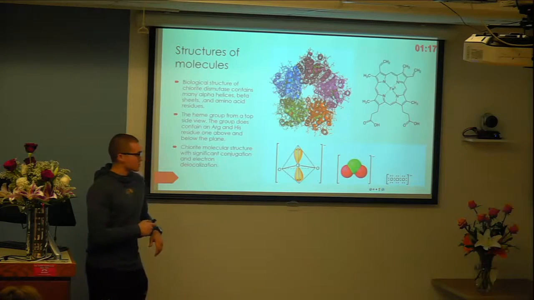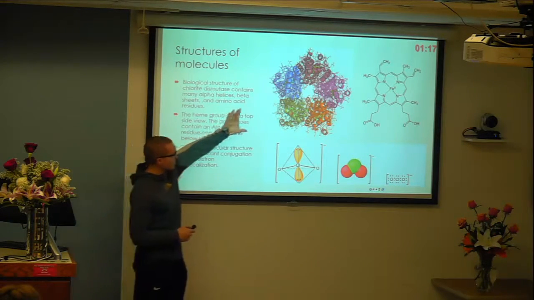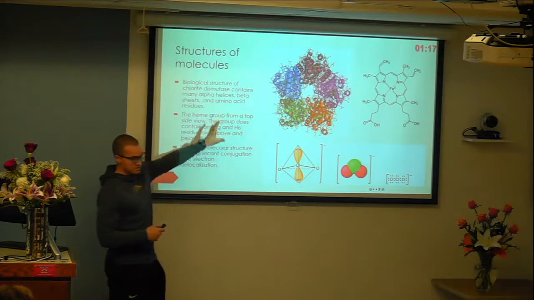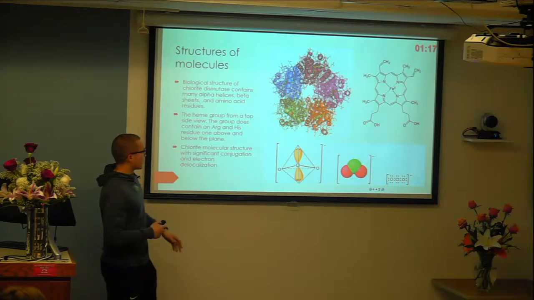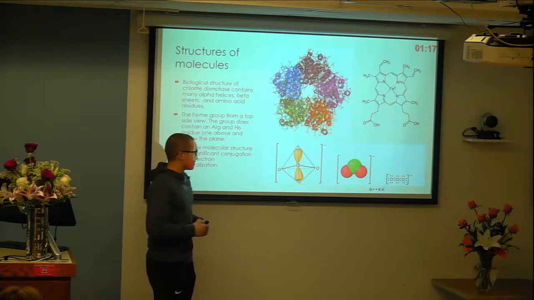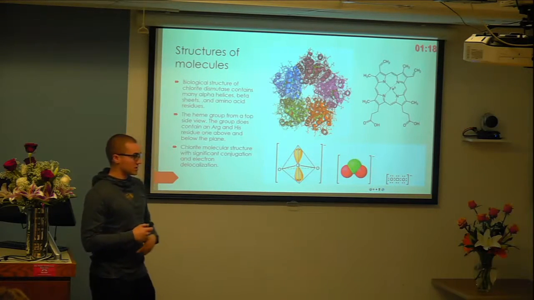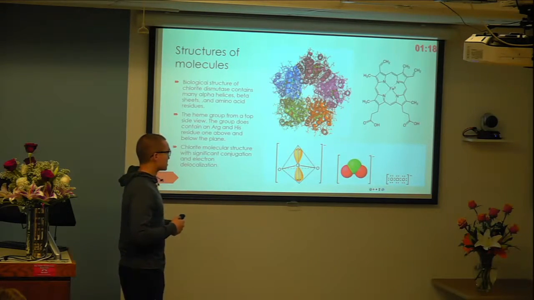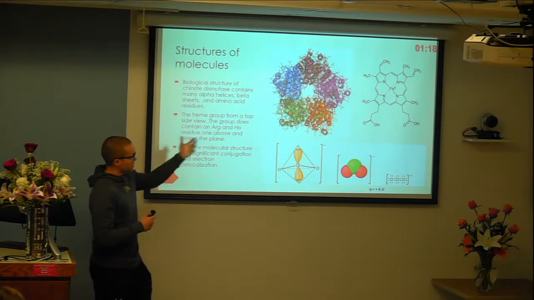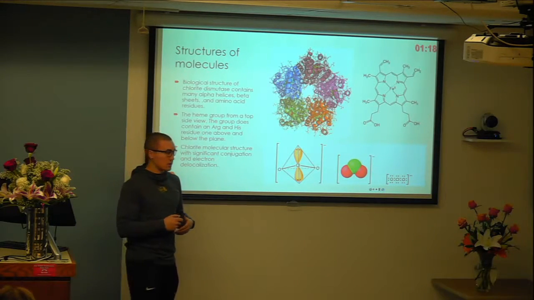So with my structures, the first structure here is the chlorite dismutase itself. There are 5 different domains of the biological structure, with numerous alpha helices and amino acid side chains. Then the structure right next to it is the heme group.